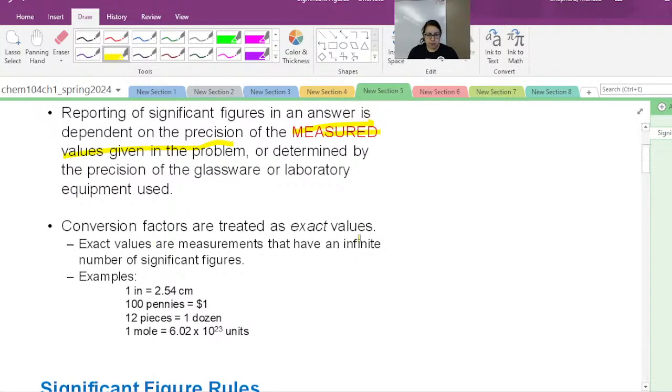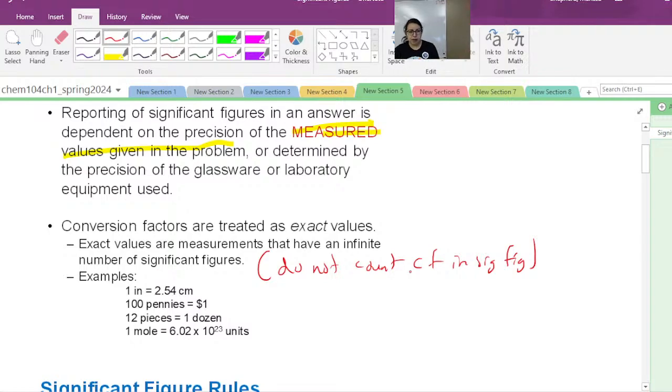And so, of course, we'll be practicing with that. But then I wanted to bring up these conversion factors. We mentioned them on Monday, but this is just re-emphasizing that we do not include conversion factors in our significant figures. So you could maybe put that: do not count conversion factors. We usually just say that they have an infinite number of significant figures, so it doesn't matter. And that makes sense.